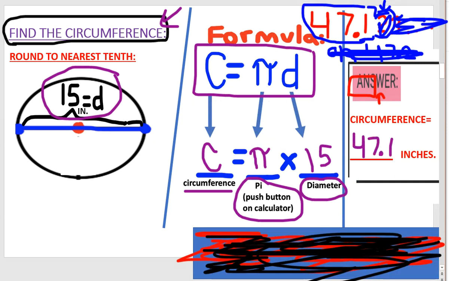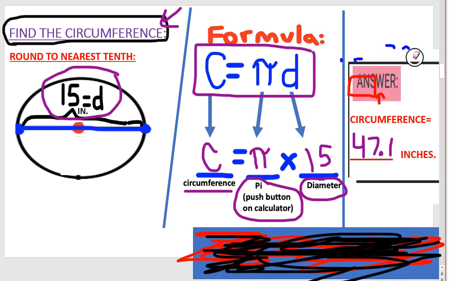And then I have to go back to this. So I'm going to erase all this. So our answer is 47.1 inches. And this is not area, so area is in square inches, but circumference is like a perimeter. It is not in square inches, it's just inches. 47.1 inches. The circumference is 47.1 inches, 47 1/10 inches, and the distance around the circle, that is the circumference.